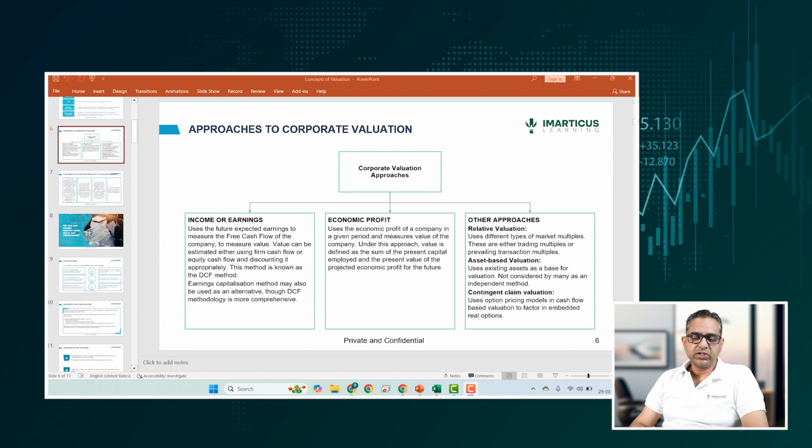Secondly, the earnings capitalization method. This is relatively straightforward and simpler as compared to DCF. In this, we basically see what is the earnings potential of any asset. For example, if it is a rented property, we may see what is the historical rent we have received from this property, and we can assume a reasonable growth rate to estimate the future earnings potential of this property, what is the future expected rent from this rented property, and then discount it back.